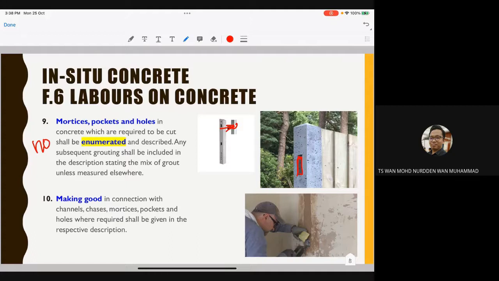Okay. So that kita boleh connect between these components lah. Mortise, pocket and holes in concrete which are required to be cut. Yang mana kita akan potong lah. Shall be enumerated. Sebab this one kalau tengok, it's only a matter of numbers lah kan. Measure dia dalam numbers lah. Okay, numbers. Okay, kita katalah kita potong ada 2 kat sini. 1 kat sini, 1 kat sini. Okay, so that, after that, lepas tu kita akan masukkan with other components later lah ke dalam ni.